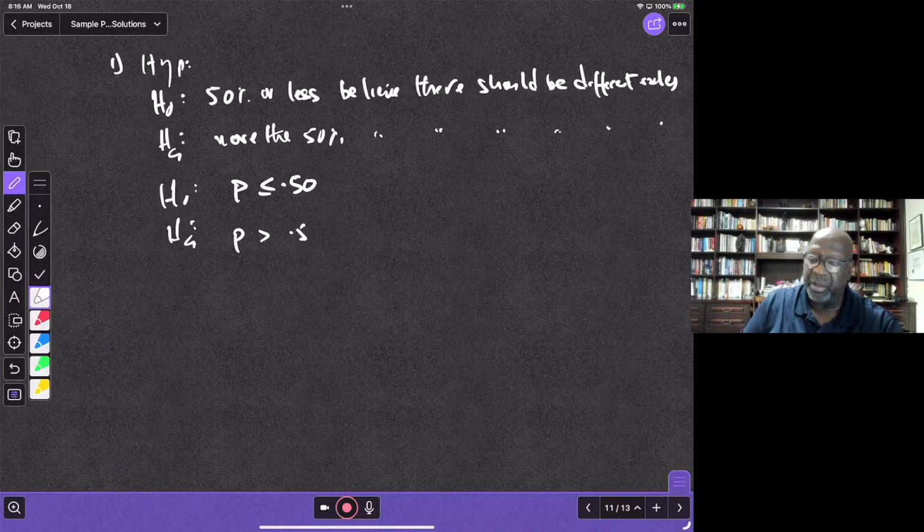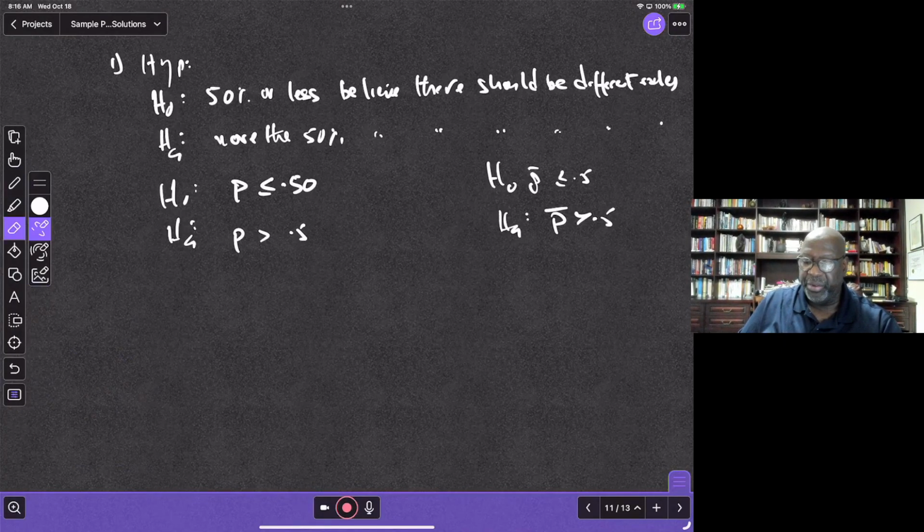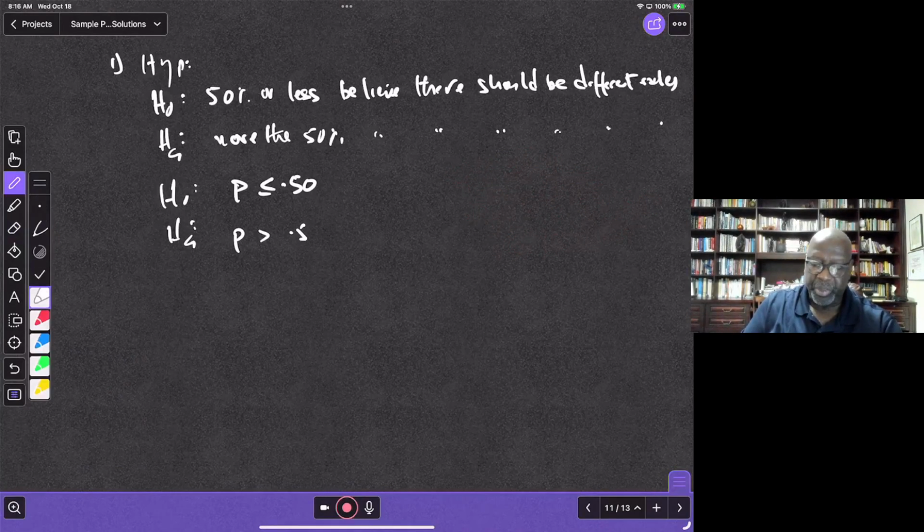Most people will actually sometimes write this for me: P bar greater than 0.5, P bar less than or equal to 0.5. Excuse me. Remember, P bar is your sample. You observe that. You're not hypothesizing about a sample. You're hypothesizing about a population parameter. So we have to use P, we have to use mu. Not X bar, not P bar. All right? So that's step one. Step two.